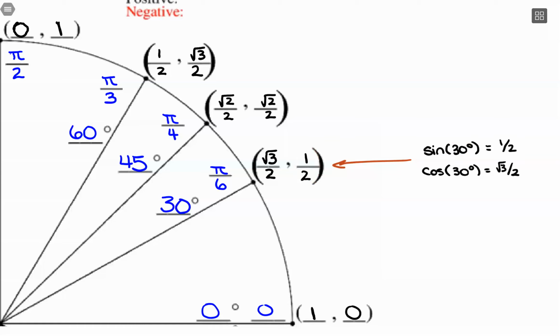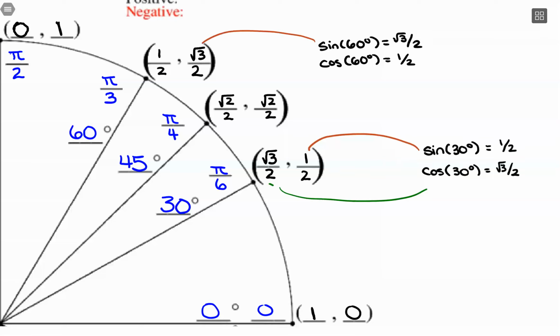Let's look at 60 degrees. What we found in that video was sine of 60 degrees was root 3 over 2. Cosine of 60 degrees was 1/2. So what we see here is that sine value showing up as the y coordinate, cosine value showing up as the x coordinate. I'm skipping over 45 degrees here because they're the same, so it's hard to see that distinction, but it's the same relationship. So with both of these, sine is relating to y, cosine is relating to x.